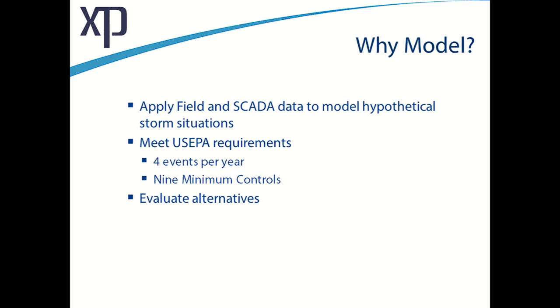So why do we model? Well, basically, we want to be able to apply field and SCADA data, field data and model data to model hypothetical storms. Some of the things we want to accomplish with that is US EPA requirements. Typically for a CSO, it's 4 events per year on the average. And again, that depends upon what region you're in a bit, and then meet the 9 minimum controls. And the last thing we want to do is to evaluate alternatives. What can we do to meet the requirements of EPA or even better them?